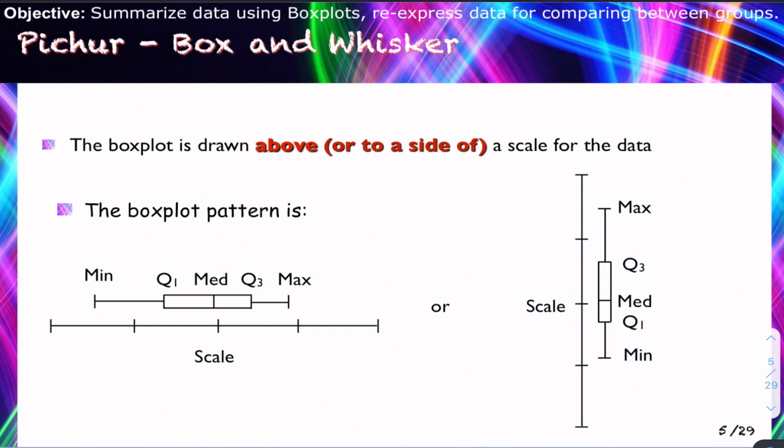So a box plot is drawn either above or to the side of a scale for the data. So your scale of your data is either horizontal or vertical, but no matter what, we are always labeling what we are graphing. And what we do is we place the minimum, Q1, the median, Q3, and the maximum values in this order, with the focus being the IQR, and the median for a box plot is our middle 50% of the data.